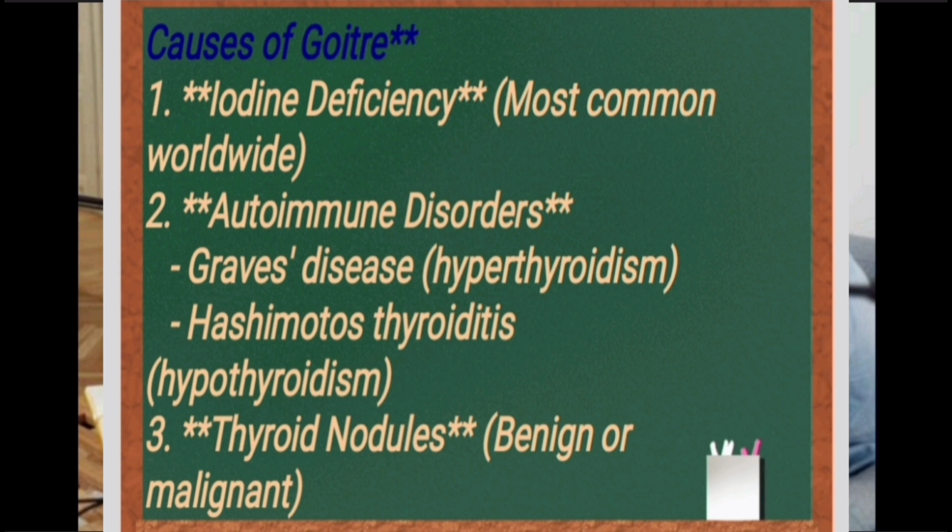It speaks volumes about nutrition's role. Wow. Okay, so iodine first. We touched on autoimmune disorders with the types Graves and Hashimoto's. Can you elaborate a bit?